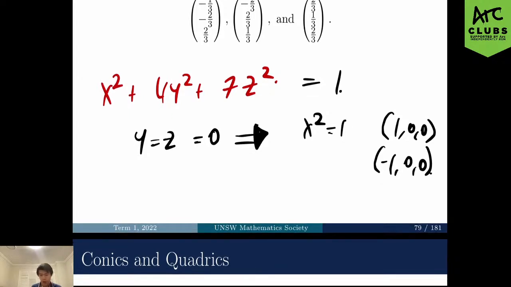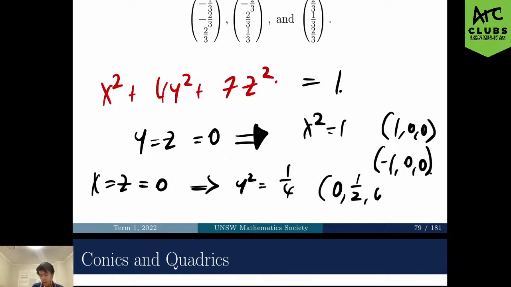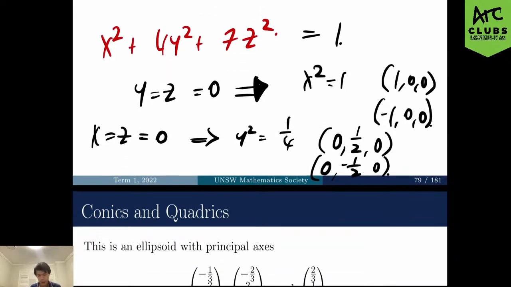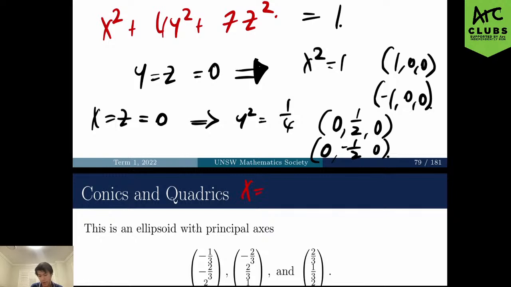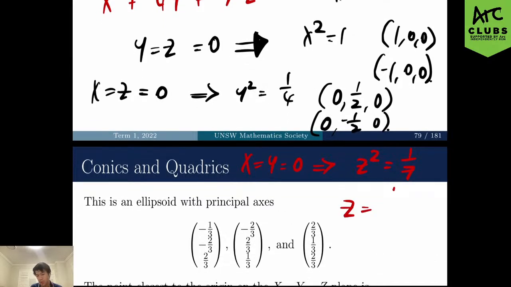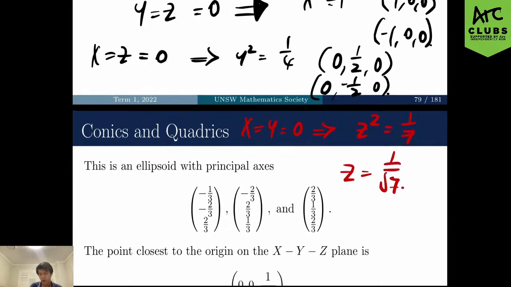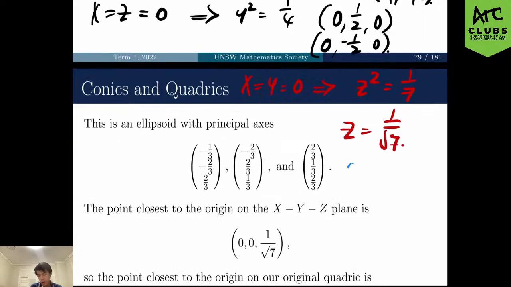The y-intercept is when x equals z equals 0, and we get y squared equals 1/4, so we've got (0,1/2,0) and (0,-1/2,0). The last one is our z-intercept, when x equals y equals 0. Then we get z squared equals 1/7, so z equals 1 on root 7, and we've got (0,0,1/√7) and (0,0,-1/√7).